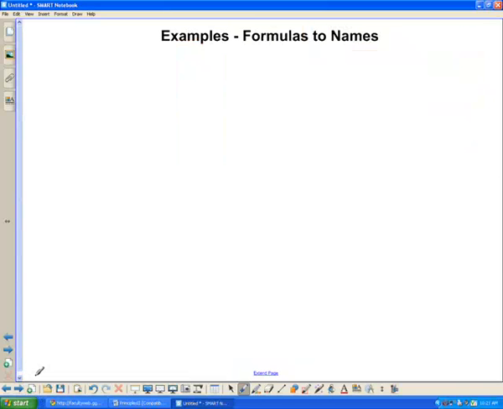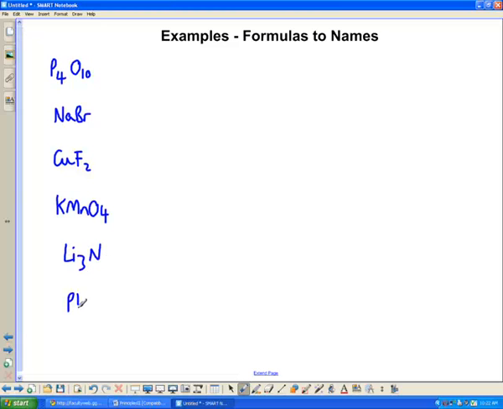We can do two things here. We can go from formulas to names, or from names to formulas. So let's go from formulas to names. I'm just going to write some out here before we get going. So we have this, and this, and this, and this, and I'll just do two more. We'll do this, and let's also do this.